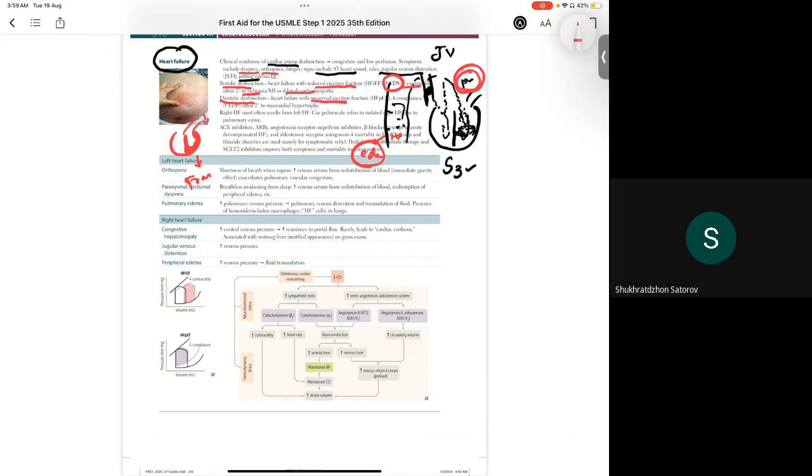So we have preserved ejection fraction. The heart can contract, but has decreased compliance. What do we mean by compliance? We discussed that compliance is basically the ease of getting stretched. How easy is it for the heart to stretch? If we have a lot of muscle, it's really difficult for the heart to stretch, right? If it's easy to stretch, the compliance would be more. But if it's difficult to stretch, the compliance would be less.